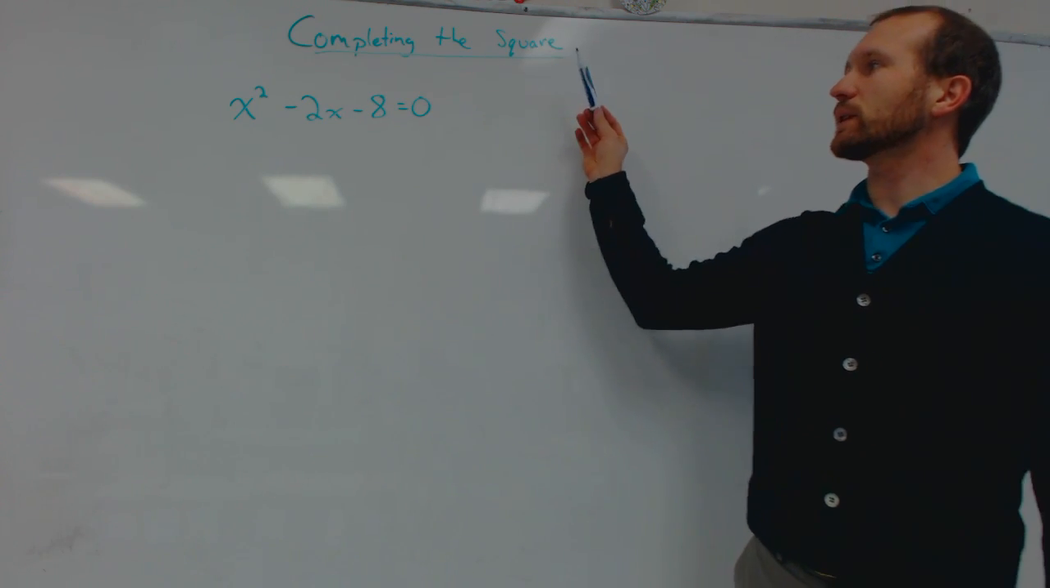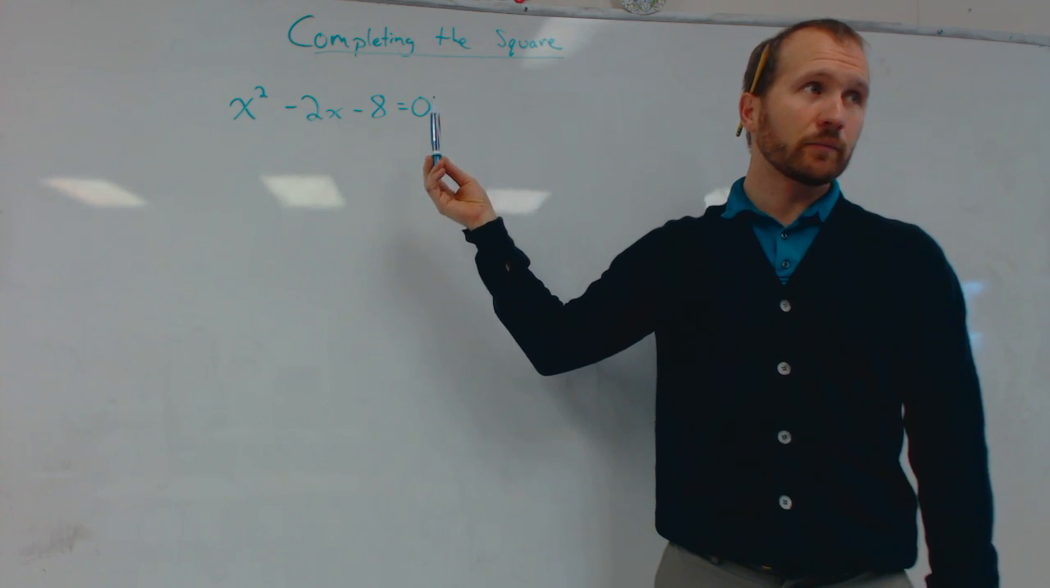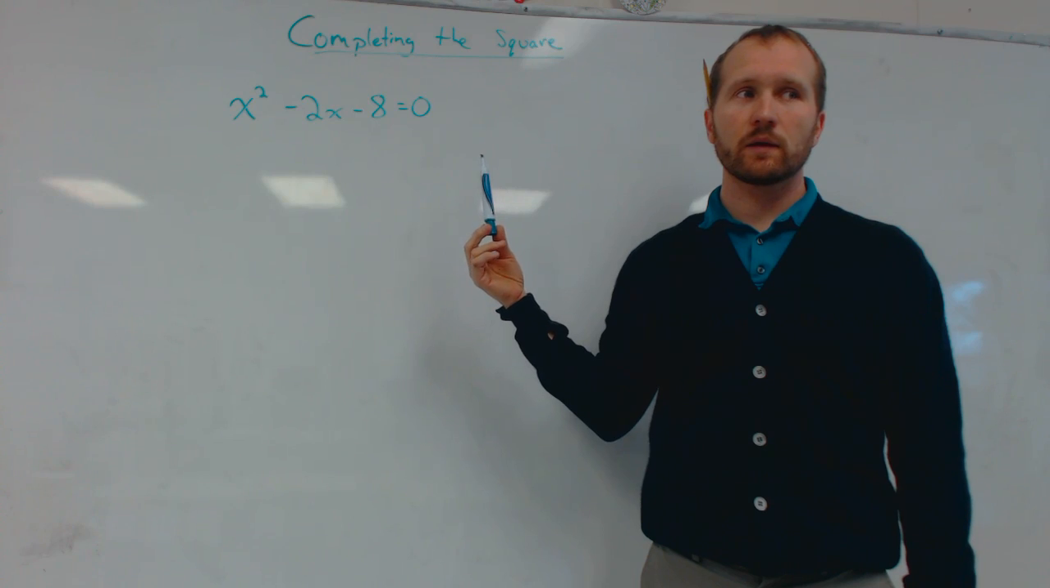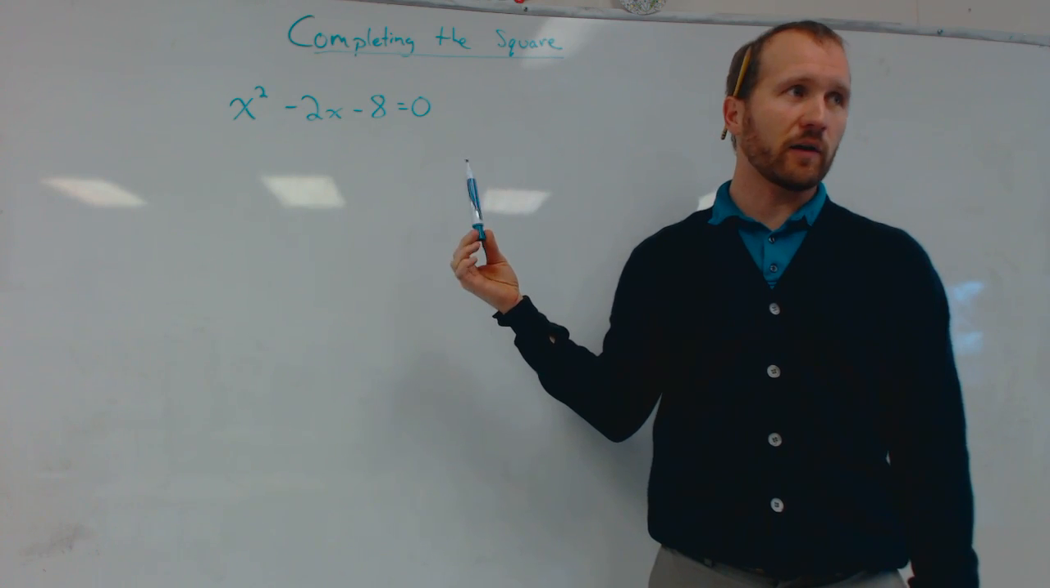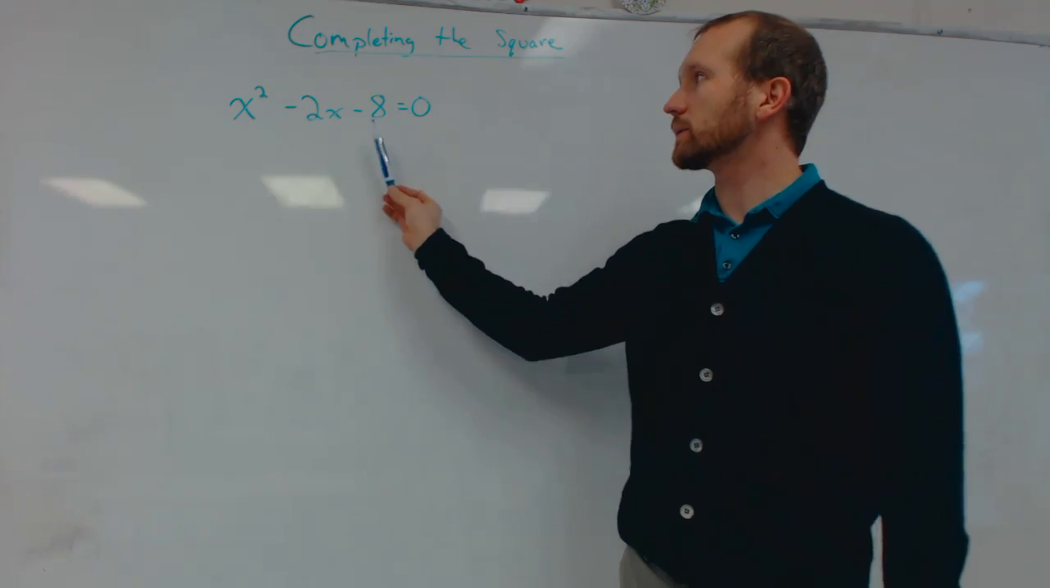Our topic for today is completing the square. We're going to start out by looking at something that we've already seen, which is a quadratic equation that we could solve. And I want to do this the way that we've already done it first. Okay? How would we solve this?